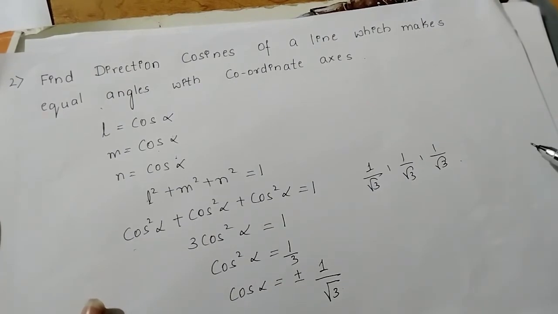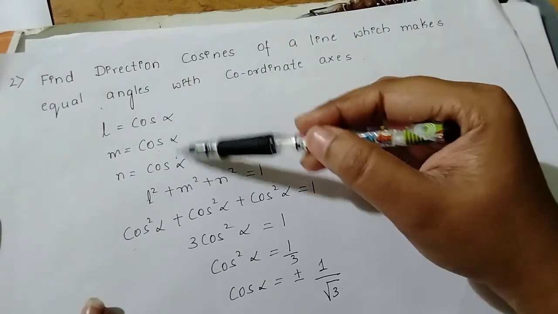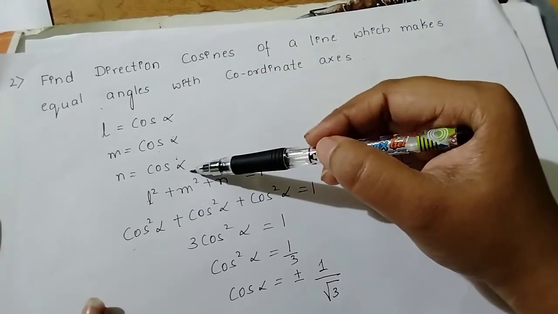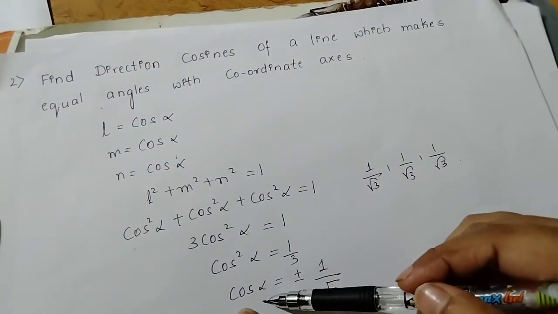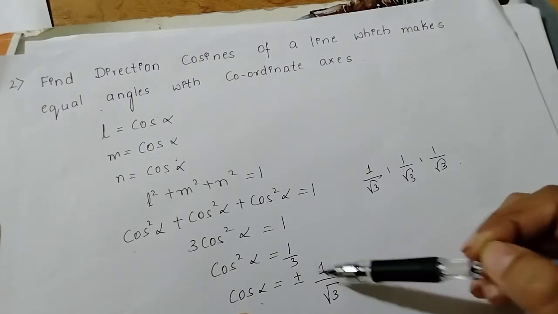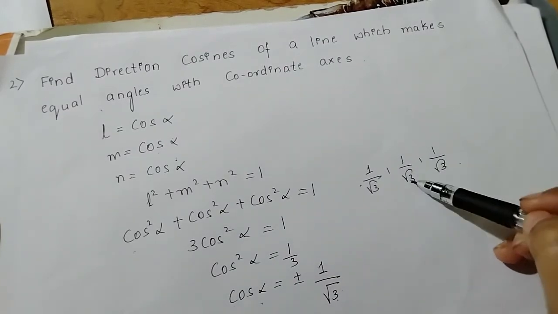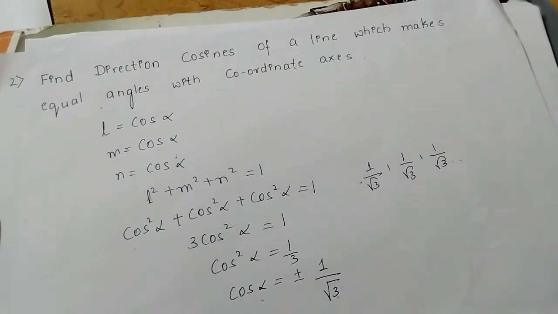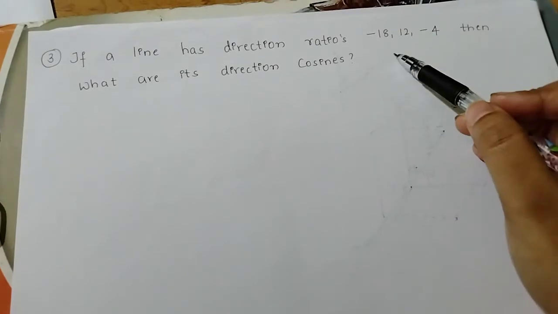Anything you can take. Since equal angles are given, instead of alpha, beta, gamma, all three have to be taken as alpha only. Using this identity, you find the angle cos alpha. That is the cosine of an angle. How much are you getting? 1 by root 3. So your direction cosines will be 1 by root 3, 1 by root 3 and 1 by root 3. Okay. Then coming to the third example, like this example I have already solved.